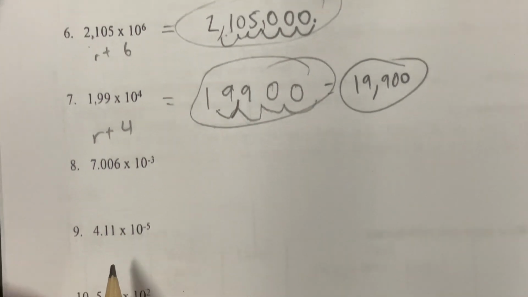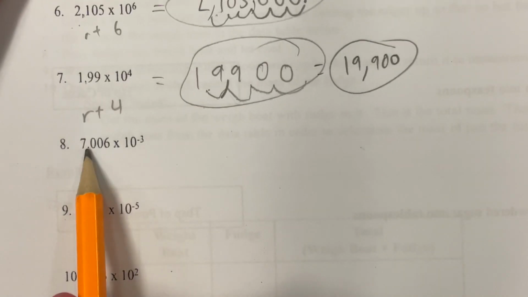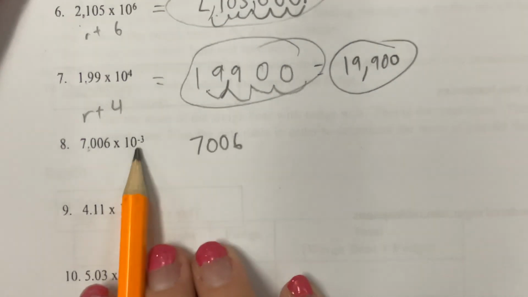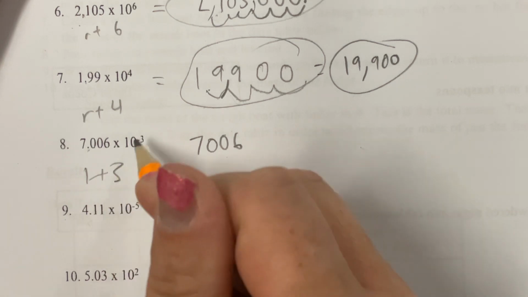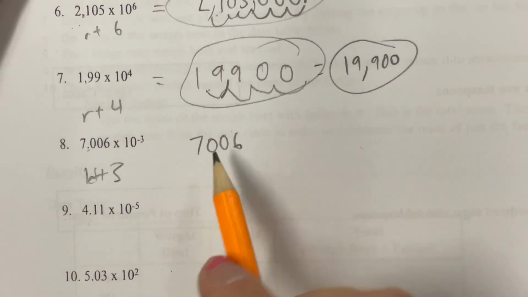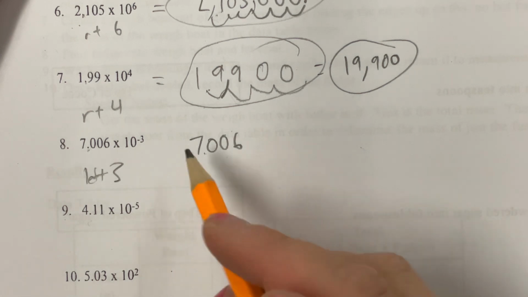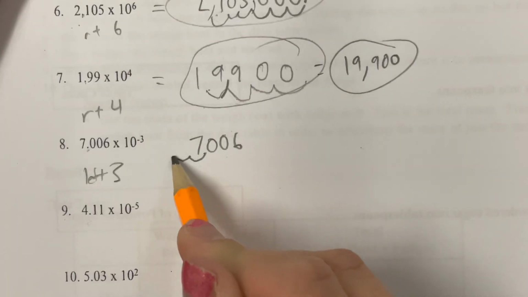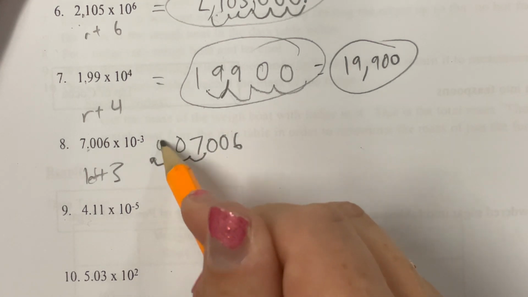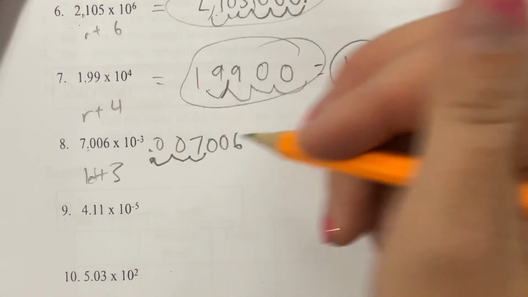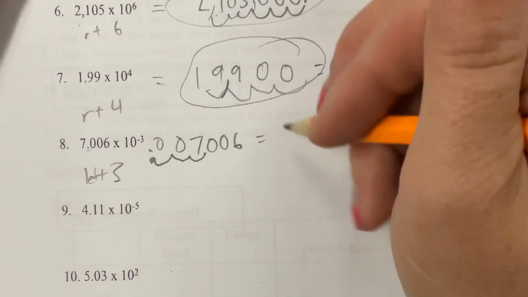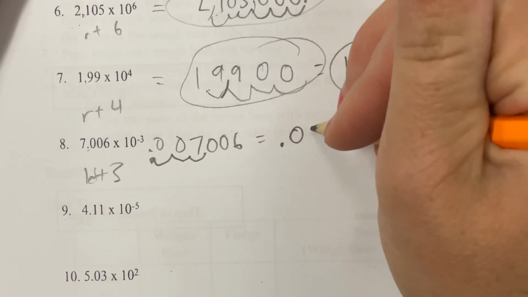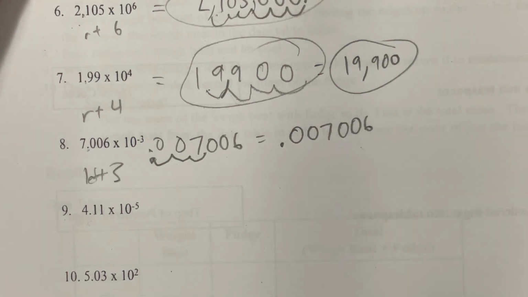Okay, let's do one more together really quick. So the decimal place is between the 7 and the 0 right now. And this says the exponent is -3. That means left 3. So if the decimal point was here and I'm moving that left 3, that's left 1, 2, 3. That means I need to add 2 zeros to the front. So that means 7.006 times 10 to the -3rd in scientific notation is the same as 0.007006 in standard notation.